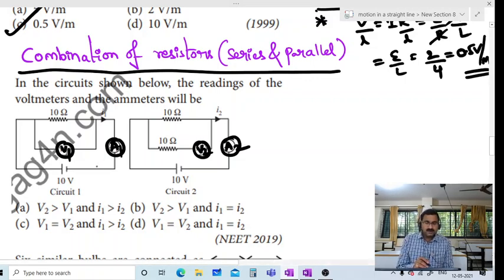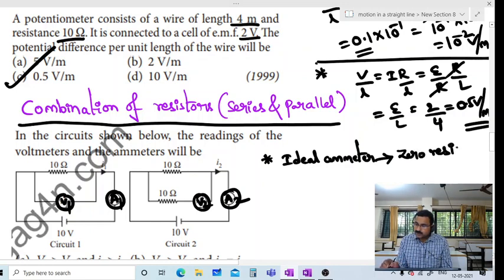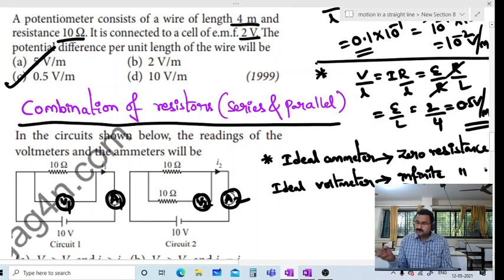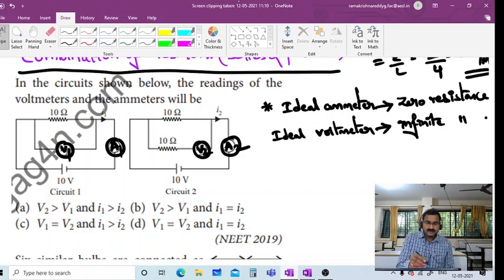First thing, we already know this; we studied it in moving charges and magnetism, the conversion of a moving coil galvanometer into an ammeter and voltmeter. At that time we studied: what resistance does an ideal ammeter have? An ideal ammeter has 0 resistance. And what about an ideal voltmeter? An ideal voltmeter has infinite resistance.